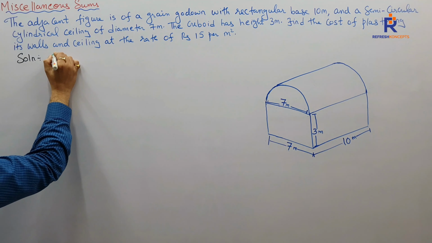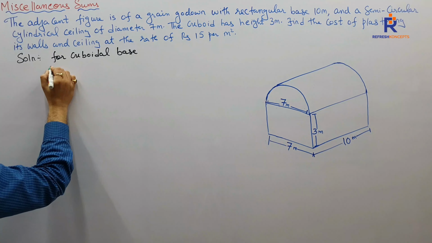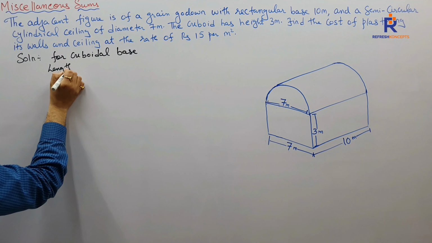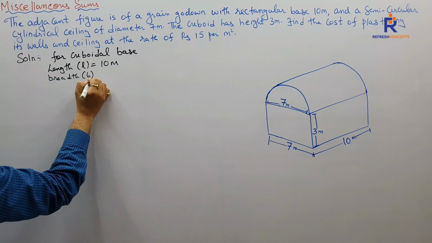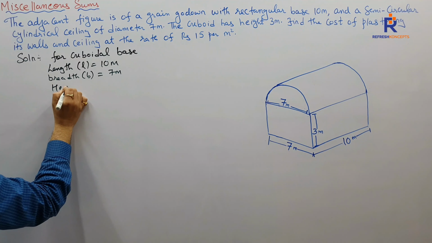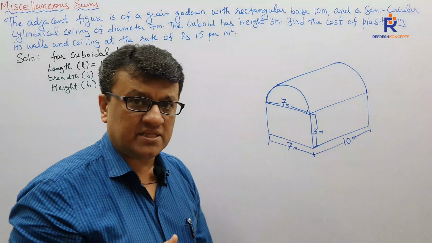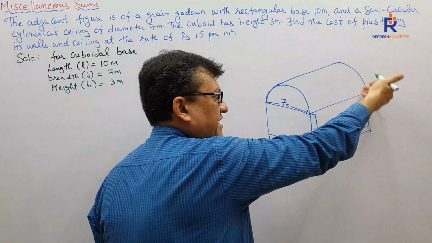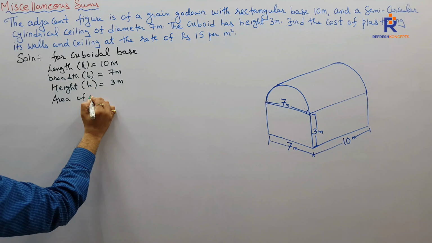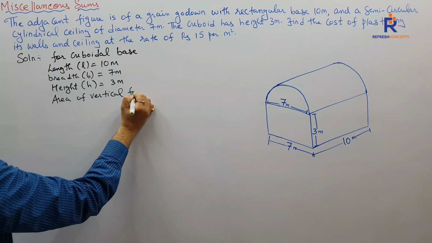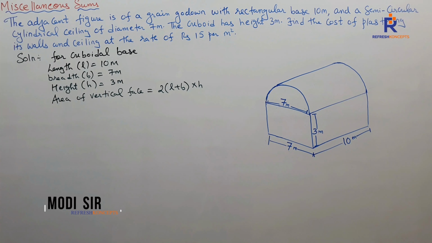So let's jot down for the cuboidal base. What is the length going to be? You can say length L is 10 meter, breadth, you can say B also, width also 7 meter, and height H is equal to 3 meter. So if I want to plaster the walls, am I going to plaster first, second, third and fourth wall? That counts for area of vertical face. So what is the area of vertical face? Area of vertical face is 2(L + B) into H.